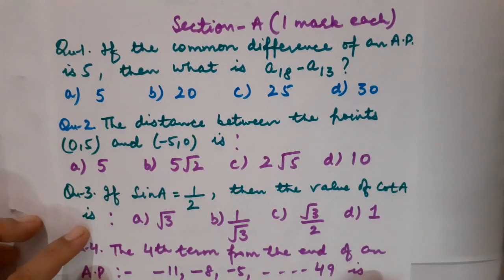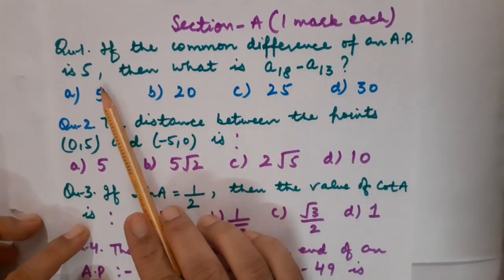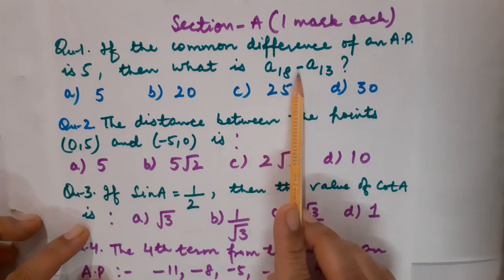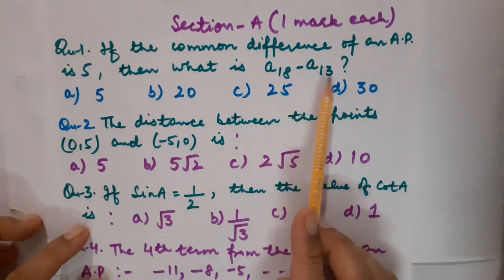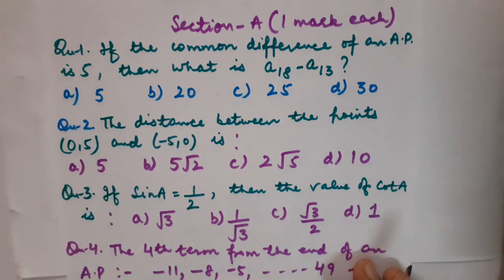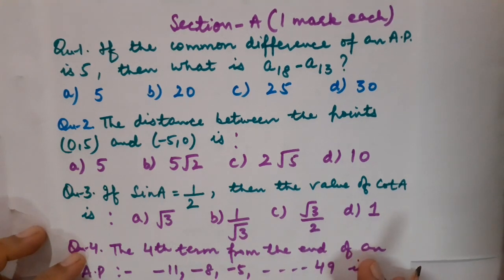So children, here is our first question. If the common difference of an AP is 5, then we have to evaluate A18 minus A13. Children, you know that the first 5 questions of section A were all of 1 mark, and they are all in the form of MCQs. So let us discuss the solution of question number 1.